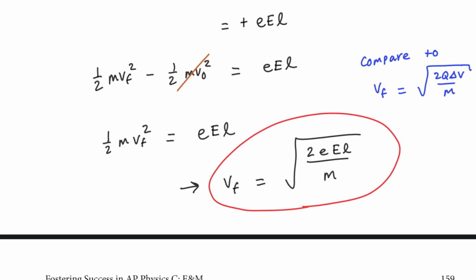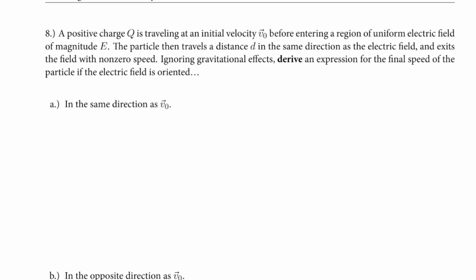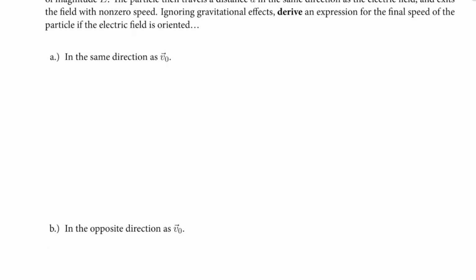All right, last problem. No, not the last problem. A positive charge Q is traveling at an initial velocity V0 before entering a region of uniform electric field. The particle travels a distance d with the field and exits with non-zero speed. Find the final speed of the particle in each of the orientations.